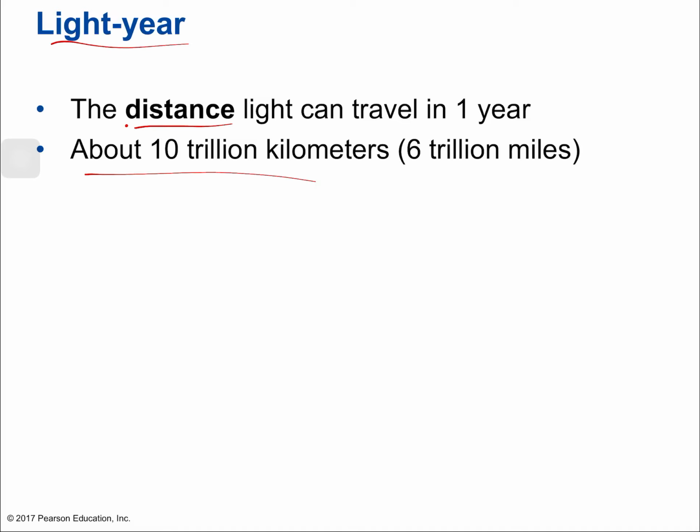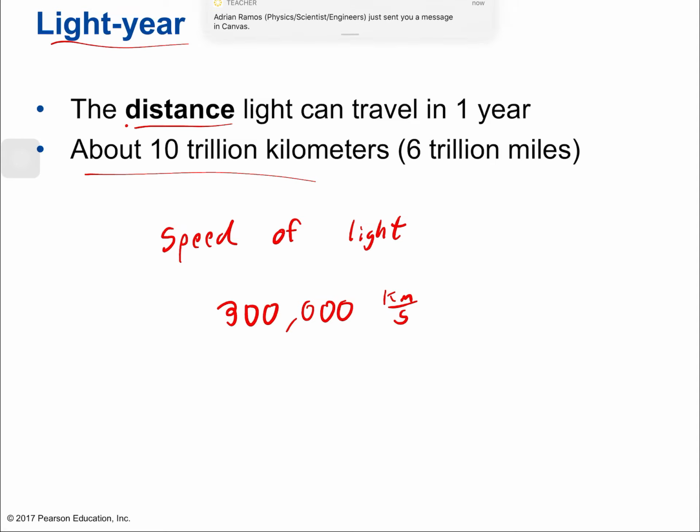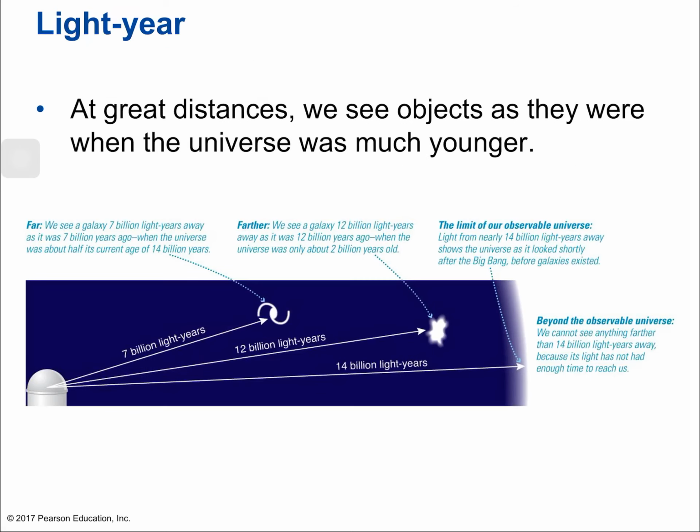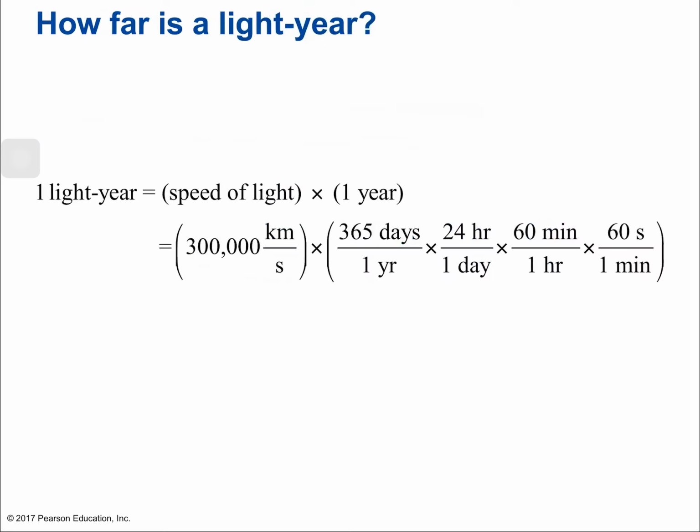Okay? Because the speed of light is about 300,000 kilometers per second. So then you just have to figure out how many seconds there are in a year, and that gives us our 10 trillion value. All right, kind of cool, okay? This is a lot of seconds in a year. Okay, so at great distance, we see objects as they were when the universe was much younger, as we were talking about.